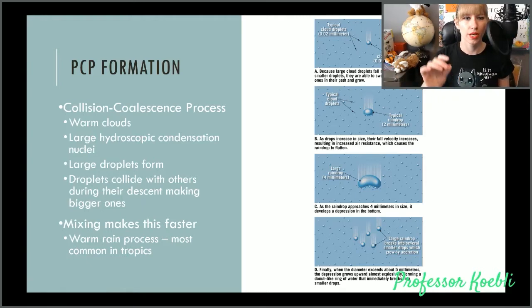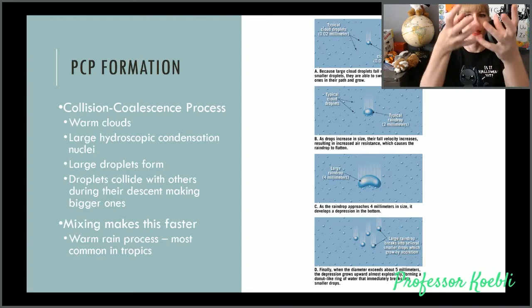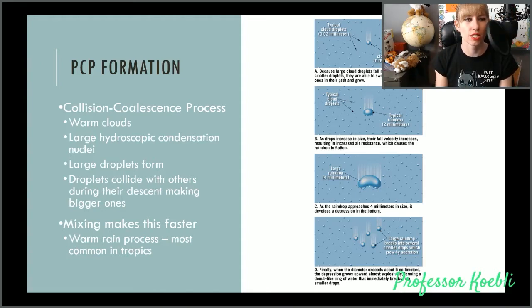This is when you're going to have those rain droplets combine with each other and hit each other over and over again, basically collide, hence the collision coalescence process. This always happens in warm clouds. It's going to have large hygroscopic condensation nuclei, and large droplets will form. These droplets collide with each other during their descent, making bigger and bigger ones, and as they get bigger, they fall faster. And this is essentially causing mixing to happen faster, and this is the warm rain process.